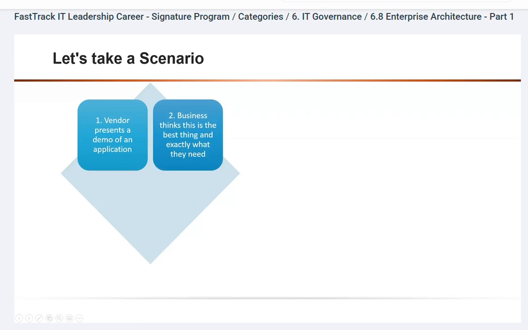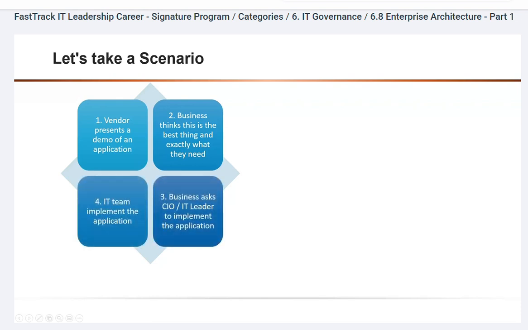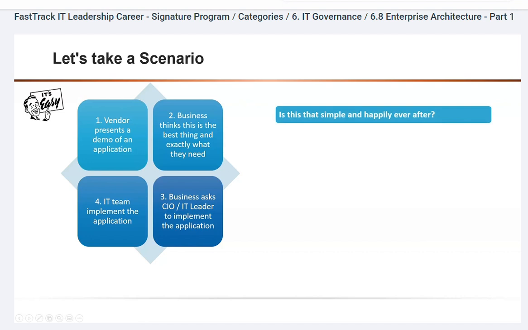And the business thinks this is the best thing and exactly what they need, because the application seems to have all the functionality, and they might ask what the cost is, and let's say the cost is also not that much, and the business is super excited to have that application. Now what they do, they ask the CIO or IT leader to implement that application. Well, then the CIO or IT leader asks the team, assigns a project manager, and gets the job done. Asks the team to implement the application. Is it this simple? And then just IT implements this and then happily ever after?